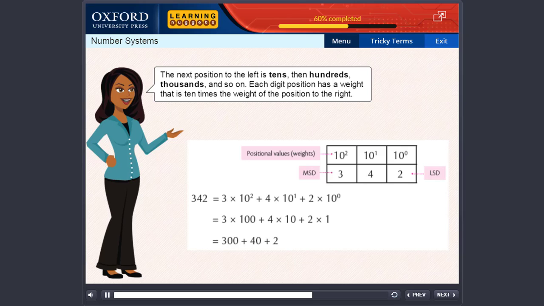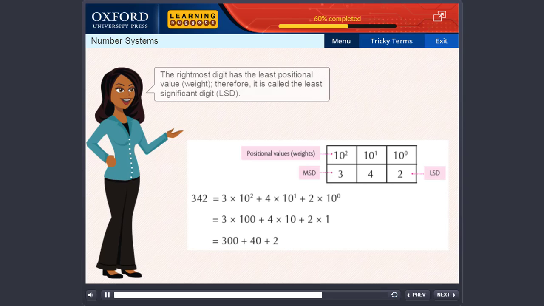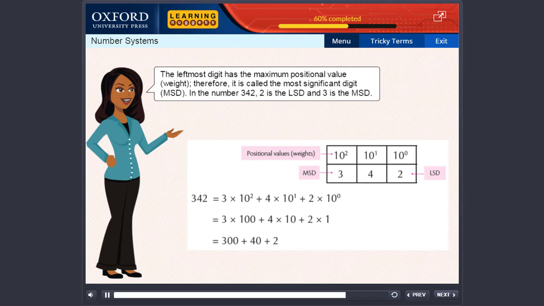Each digit position has a weight that is 10 times the weight of the position to the right. The rightmost digit has the least positional value. Therefore, it is called the least significant digit, LSD. The leftmost digit has the maximum positional value. Therefore, it is called the most significant digit, MSD. In the number 342, 2 is the LSD and 3 is the MSD.